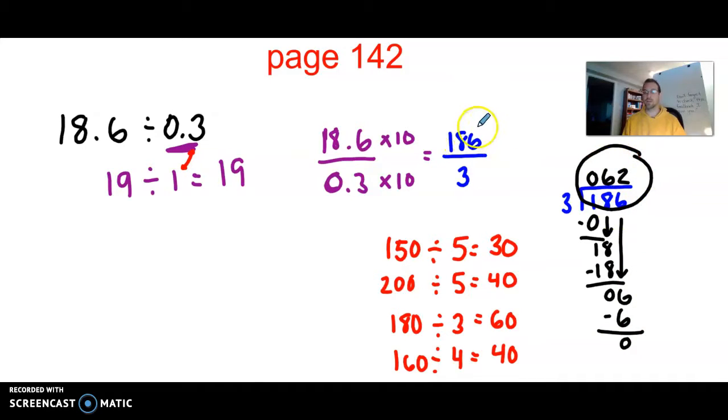Remember, this equation or this fraction is equivalent to this one. So our answer to this problem is going to be 62 parts or 62 tenths. And is it close to any of these here? Yeah, they're pretty close. I understand that if you picked 150 divided by 5, there's 32 parts. That's okay. We're still pretty close.